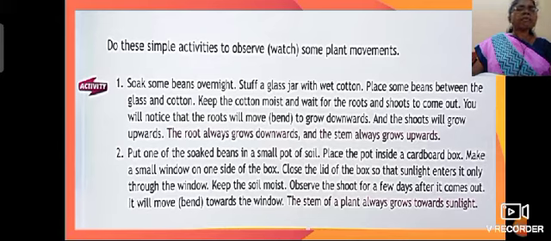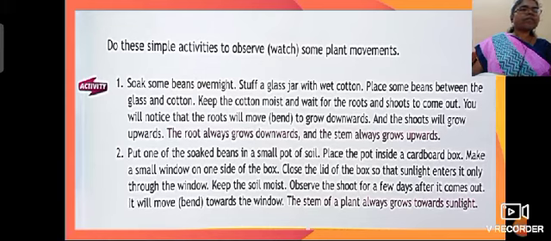Then the second step: put one of the soaked beans in a small pot of soil, and place the pot inside a cardboard box. You'll have a cardboard box at home, isn't it? When you buy shoes or dresses, they'll give a cardboard box. Make a small window on one side of the box.